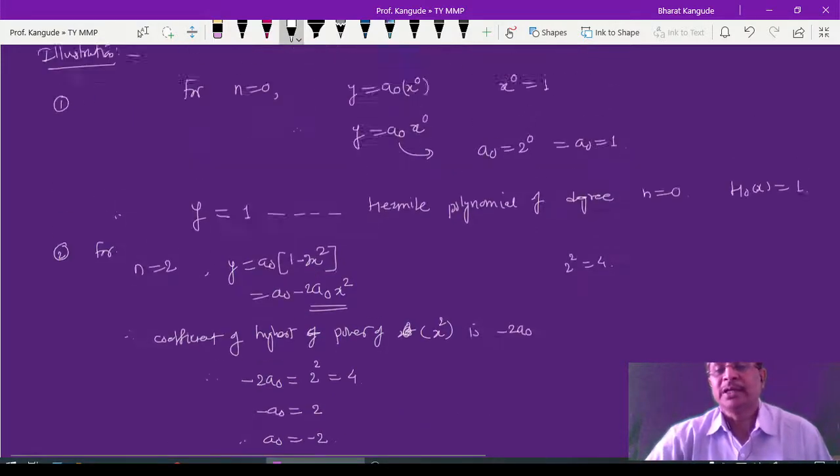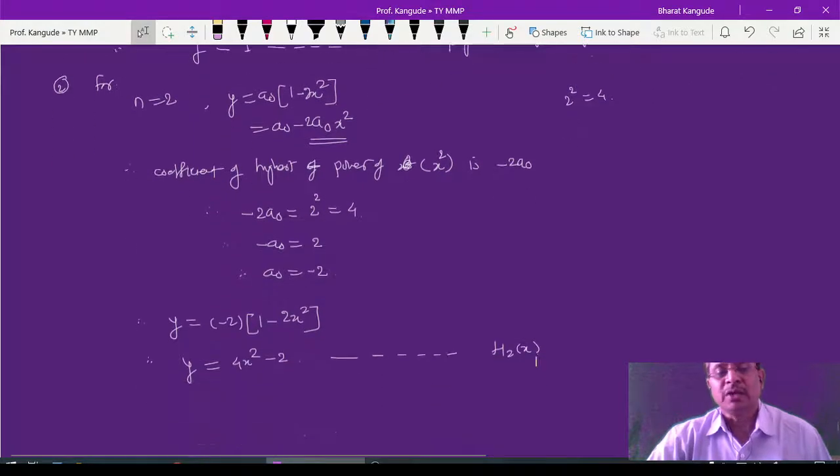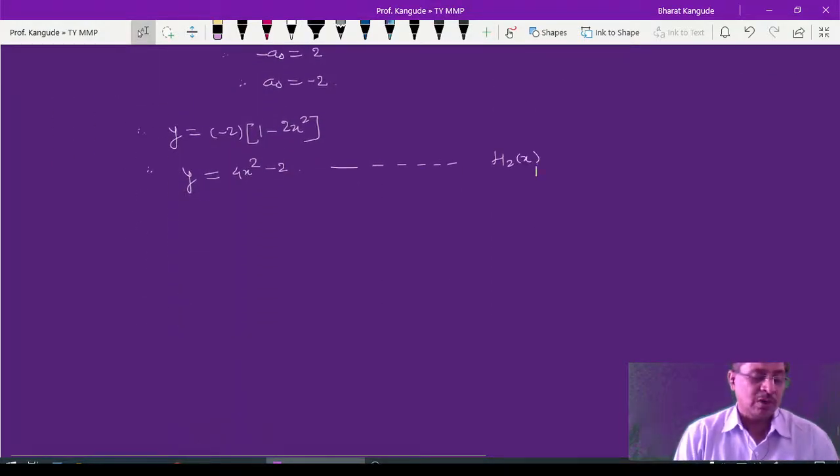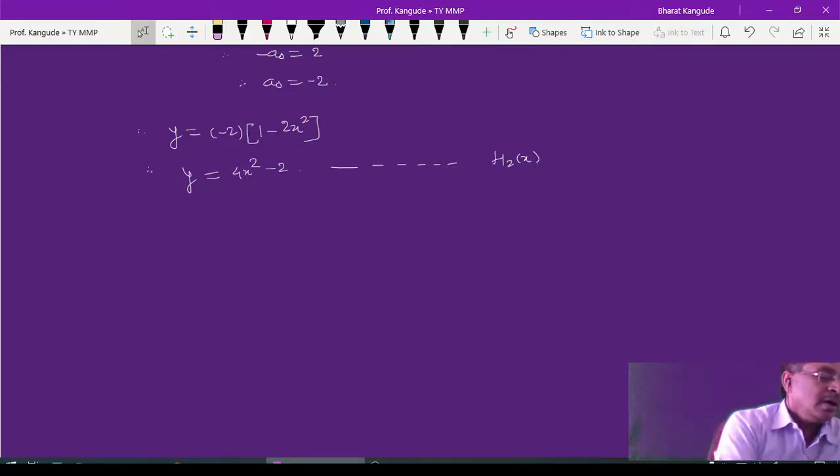So I'll make a table here again. After these examples we'll go over all this. So I got the second Hermite polynomial as 4x square minus 2.